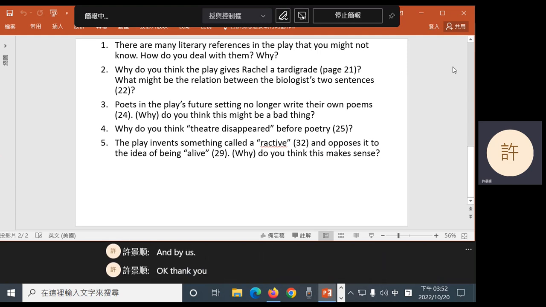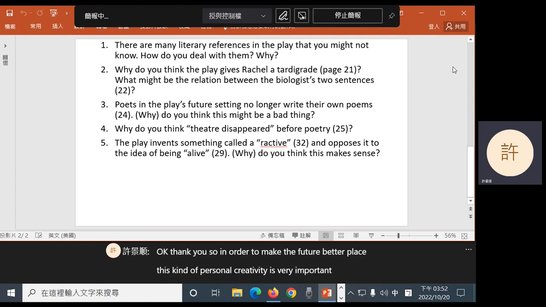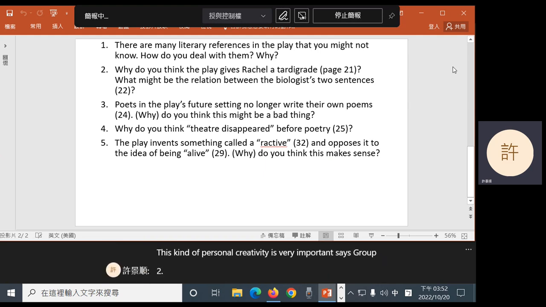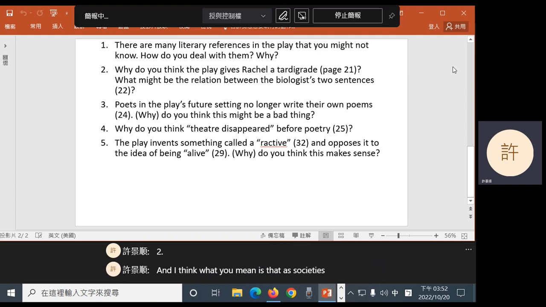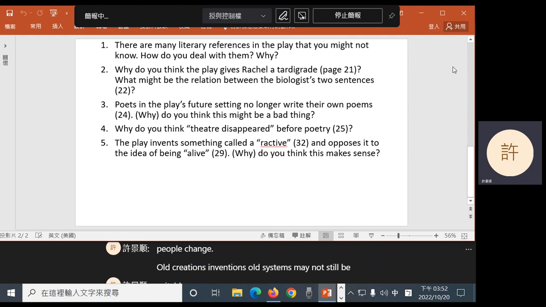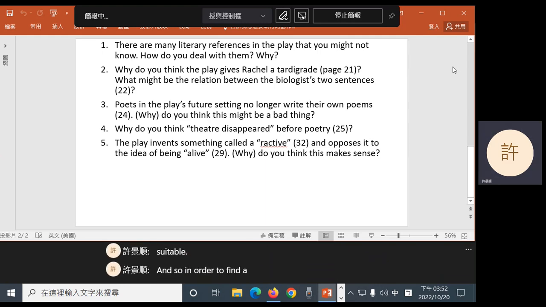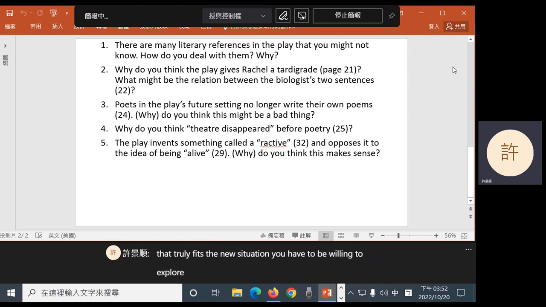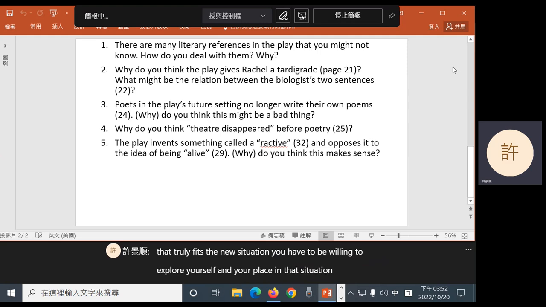Okay, thank you. So in order to make the future a better place, this kind of personal creativity is very important, says group two. And I think what you mean is that as societies change, as people change, old creations, inventions, and old systems may not still be suitable. So in order to find a system or a way of doing things that truly fits the new situation, you have to be willing to explore yourself and your place in that situation. And that calls for deep personal exploration of feelings, experience, and creativity.